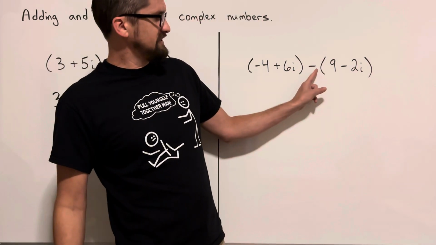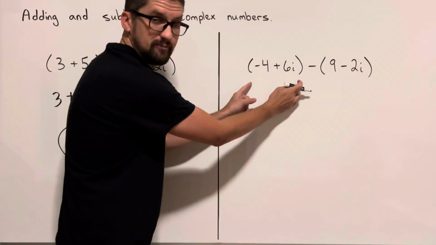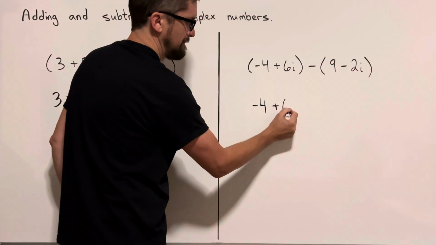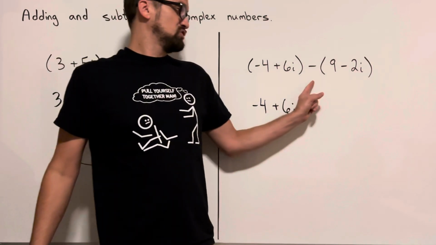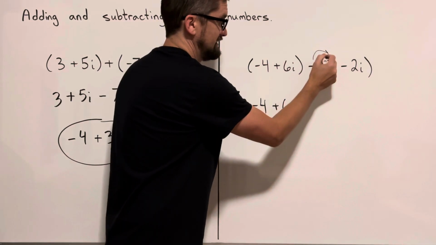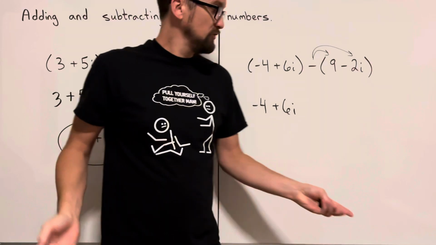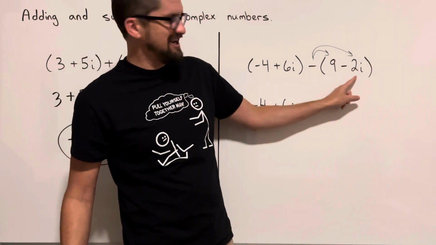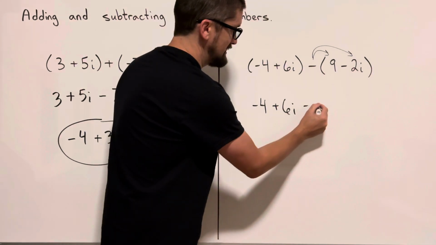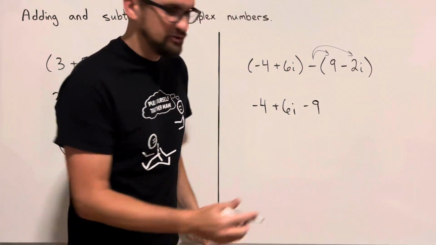You can think of this as a -1 being distributed. The first set of parentheses, you can just drop those. So we have -4 plus 6i. But when you're subtracting this one, you can think of this negative sign as distributing through. What it's going to do is change the signs in there. So we have a +9, it's going to change it to a -9. And then we have a -2i, that's going to change it to a +2i.